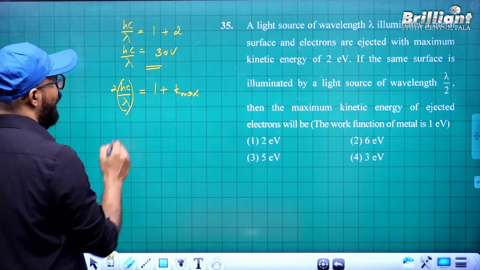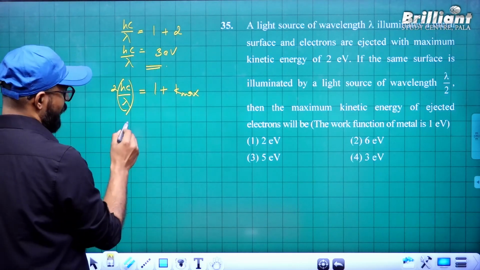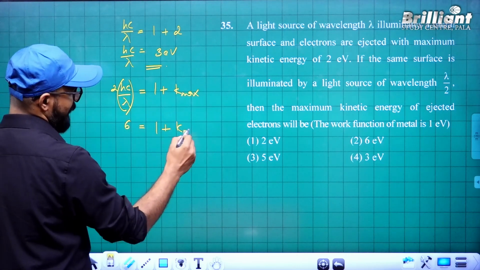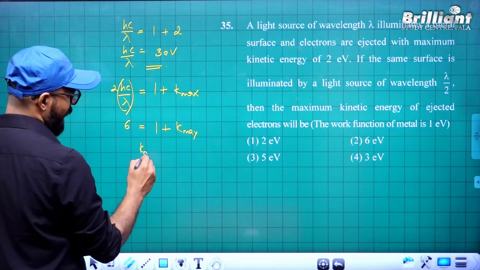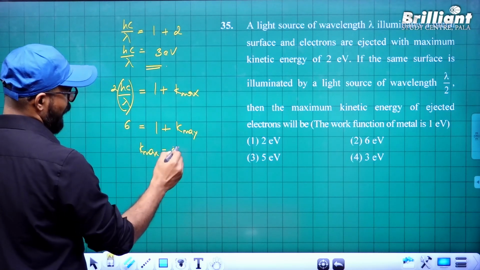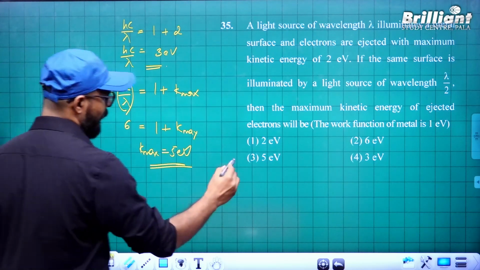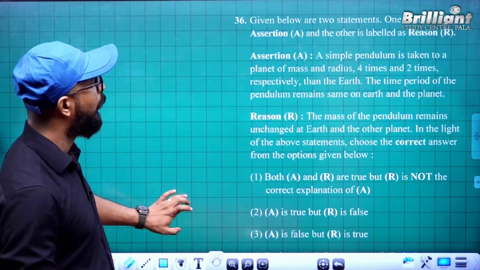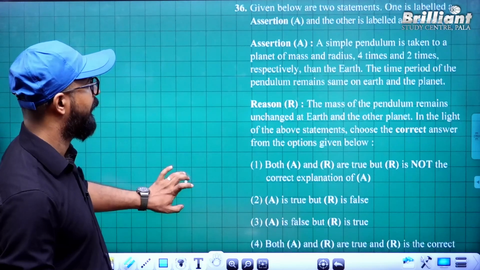We know Hc by lambda is 3. So this will give you 6 equal to 1 plus K max. And what is the maximum kinetic energy? Maximum kinetic energy is equal to 5 electron volt. The answer is option 3. Clear? Moving on. Okay. Pick the right expression.